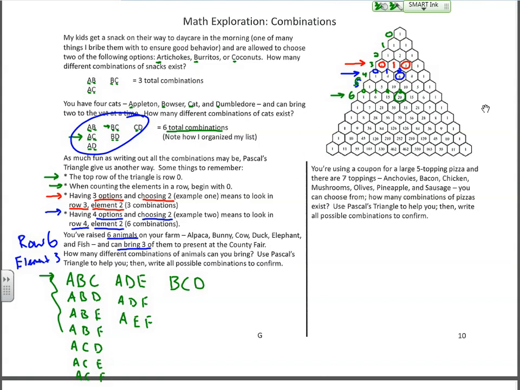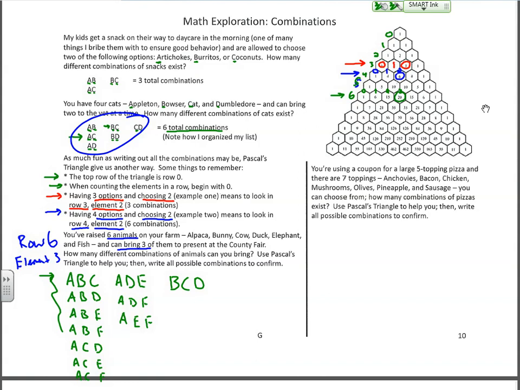Then the next one. So we're not done here yet. You've got some work to finish here. You're using a coupon for a large 5-topping pizza, and there are 7 toppings: anchovies, bacon, chicken, mushrooms, olives, pineapple, and sausage. And you can choose from. How many combinations of pizzas exist? Use Pascal's Triangle to help you, then write all possible combinations to confirm.